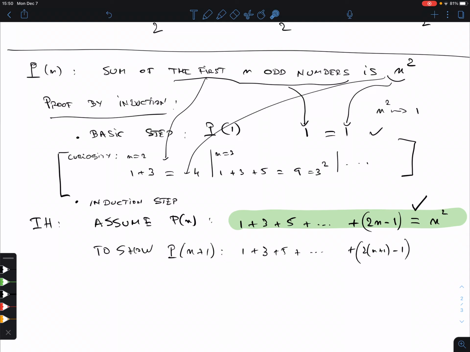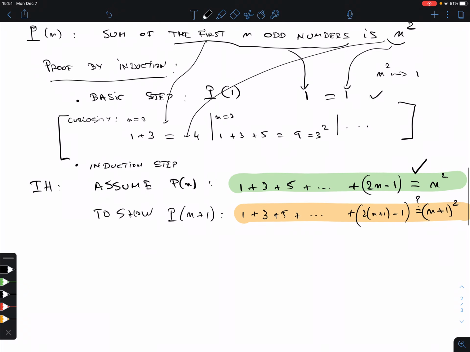I consider this as the nth term, right? This is the first term, second term, third term. This is the nth term. And so now this is therefore the n plus 1 term. Okay, equals, I replace n by n plus 1, so here I get n plus 1 squared. And this is a question mark, make it orange, because we don't know yet. Okay, so now we have to prove. So, proof.